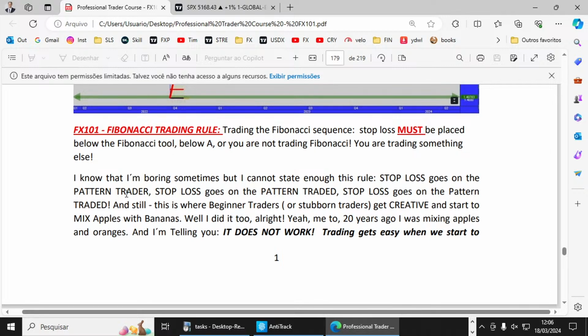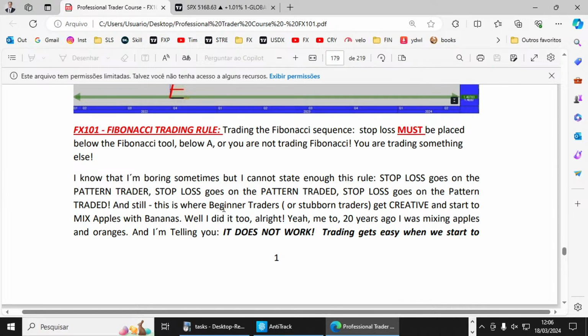Alright? I know that I'm boring sometimes, but I cannot state enough this rule. Stop loss goes on the pattern traded. Stop loss goes on the pattern traded.